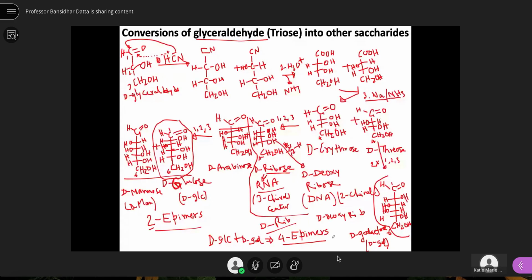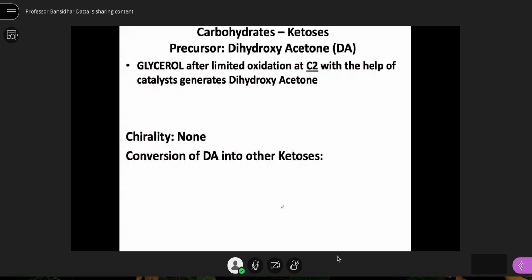Is it called 4 because it's on the 4th carbon? That is correct, it's the 4th carbon. Can you repeat the names we need to know the structure of? D-mannose, D-glucose, D-galactose, those are hexoses, and D-ribose and deoxyribose, and the relationship and the applications. I already told you about applications, right?